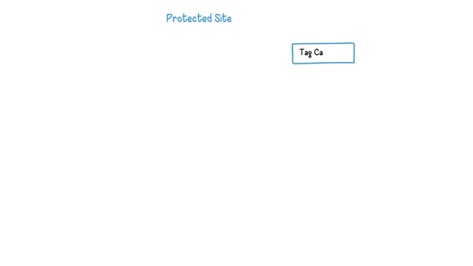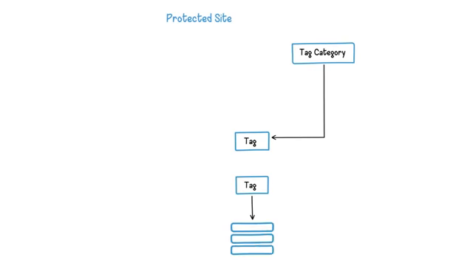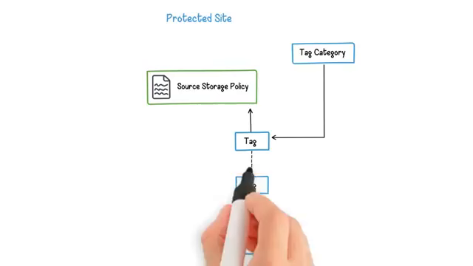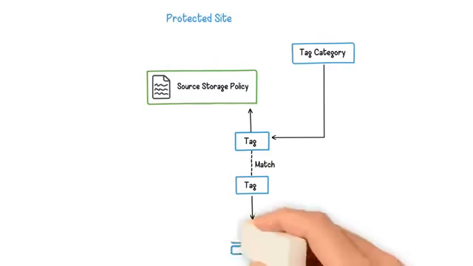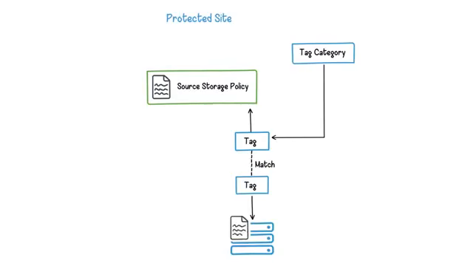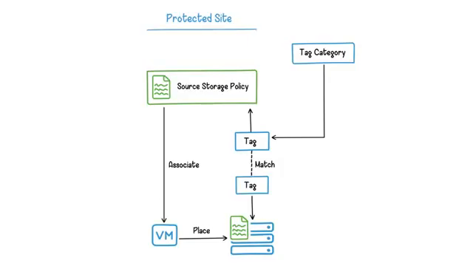Here's how to configure storage policy protection groups starting from the protected site. First, create a tag category and a tag. Assign the tag to a data store. Next, create a storage policy by using the tag that you created. vCenter Server matches the tag on the policy with the tag on the data store, and the data store becomes compliant with the policy. Associate the policy with a VM and place the VM on the compliant data store.